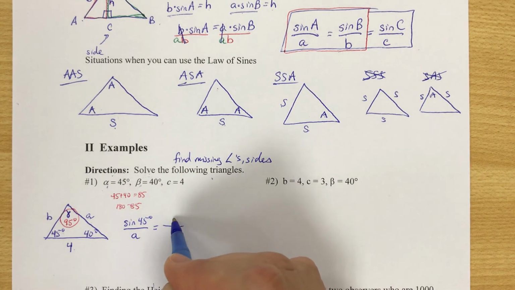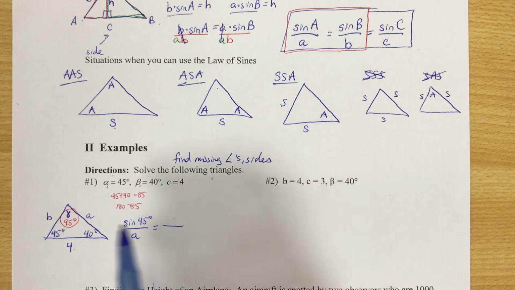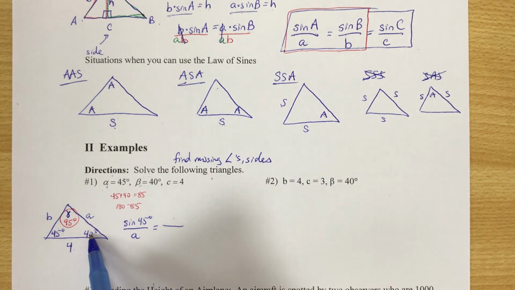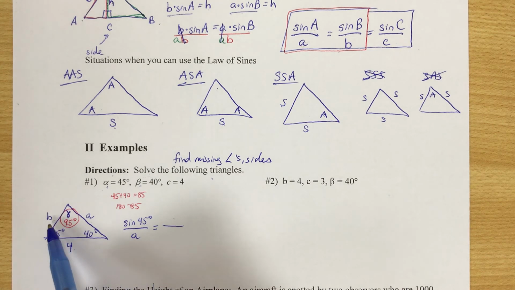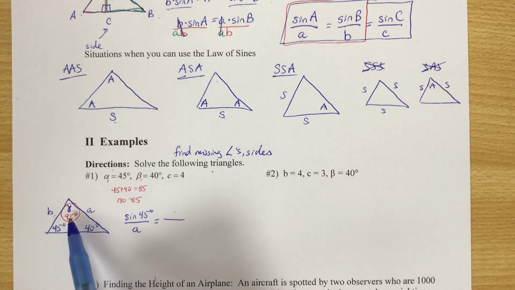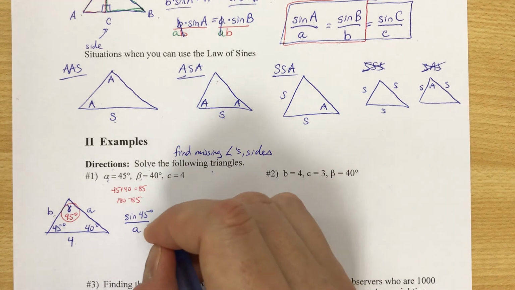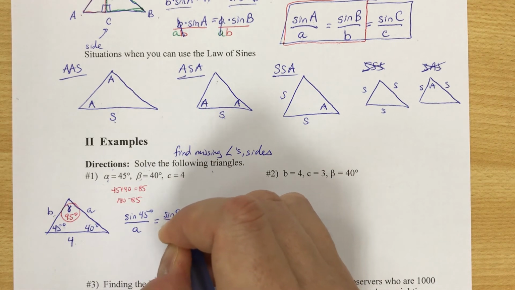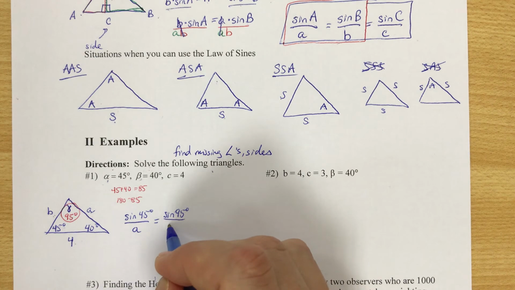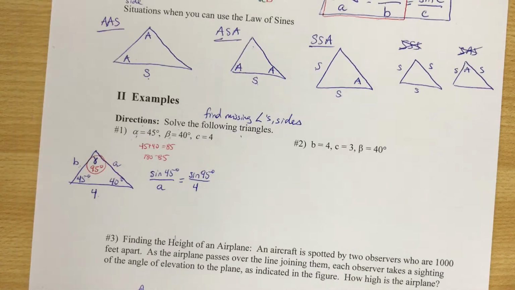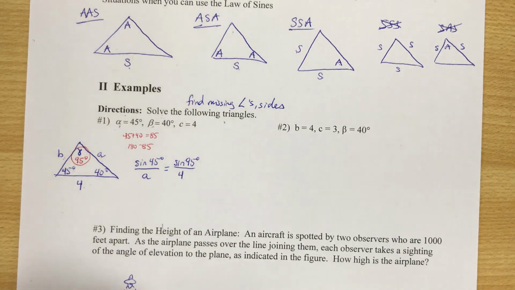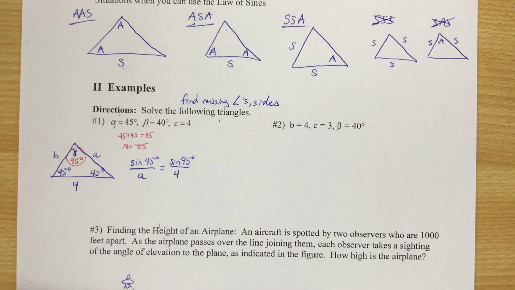Now I need this ratio here to have two numbers. We need to know those values. So I don't want to use 40 degrees because I'm also missing that opposite length. That would give me another variable. However, I do have 95 degrees, and I do know its opposite length is 4. So I can say the sine of 95 degrees divided by its opposite length, which is 4, and now we have a proportion. To solve a proportion, we cross multiply.